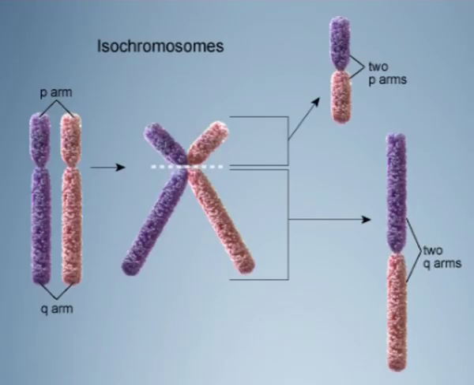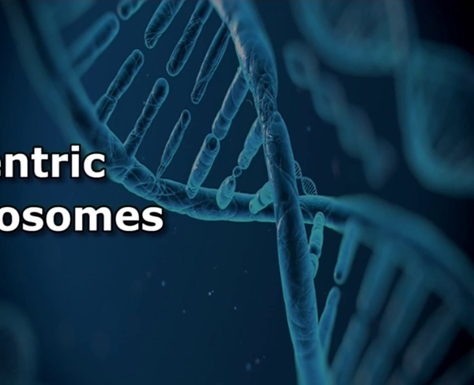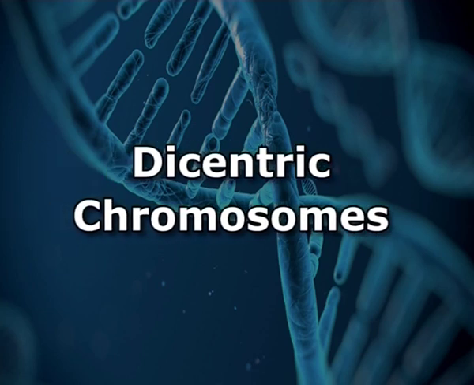An isochromosome is a chromosome with two identical arms. Instead of one long q arm and one short p arm, an isochromosome has two long arms or two short arms. As a result, these abnormal chromosomes have an extra copy of the same genes and are missing copies of the other genes. Let's see what dicentric chromosomes are.